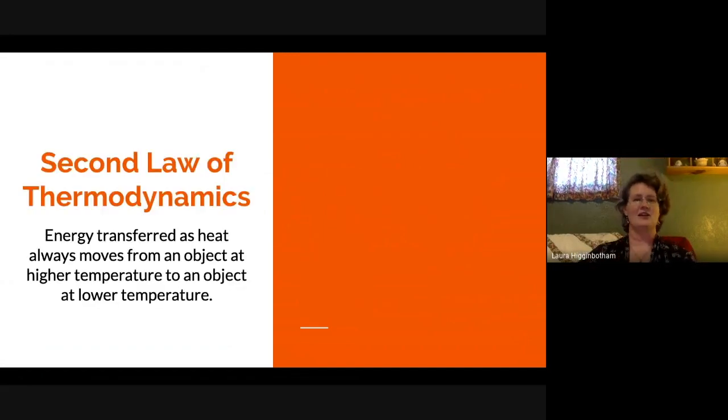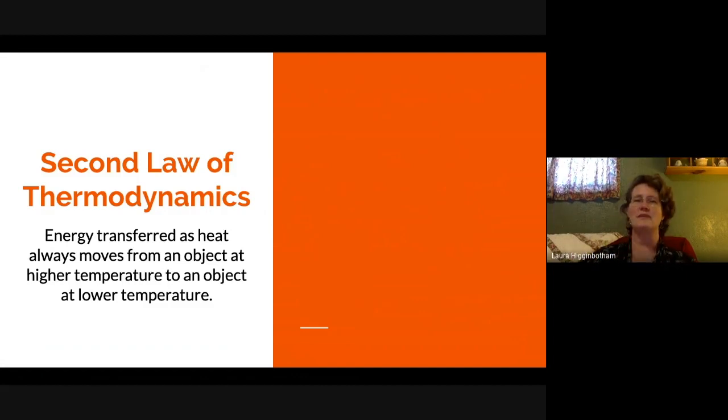All right, the second law of thermodynamics. The second law of thermodynamics is really simple. Energy transferred as heat always moves from an object at a hot temperature to an object at a cold temperature. So high temperature to low temperature. It's never going to spontaneously heat something up. That energy always has to come from somewhere. But an object will spontaneously cool down.